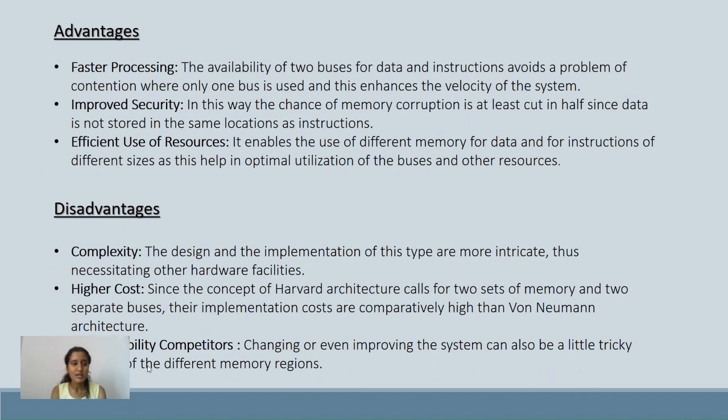The advantages: faster processing. The availability of two buses for data and instructions avoids a problem of contention where only one bus is used, and this enhances the velocity of the system. Improved security. In this way, the chance of memory corruption is at least cut in half since data is not stored in the same location as instructions.